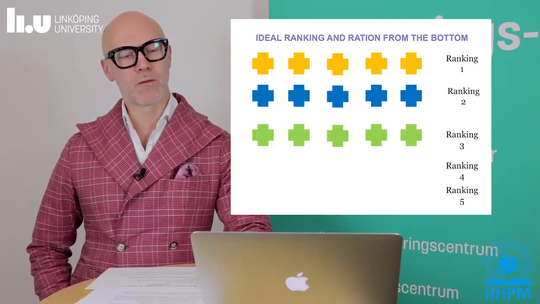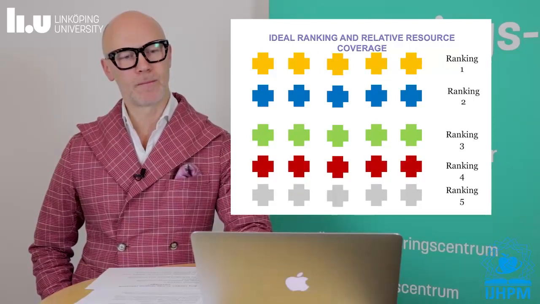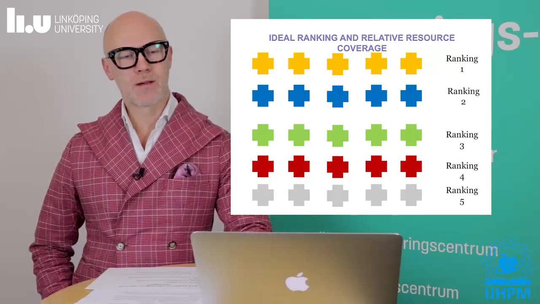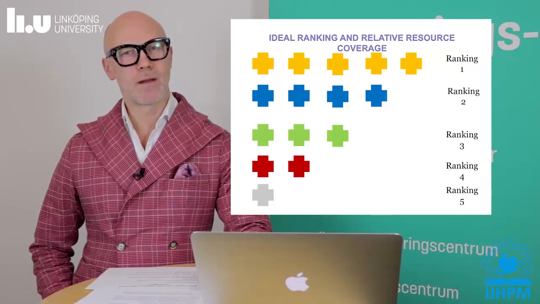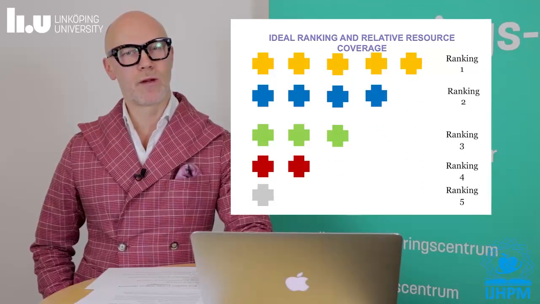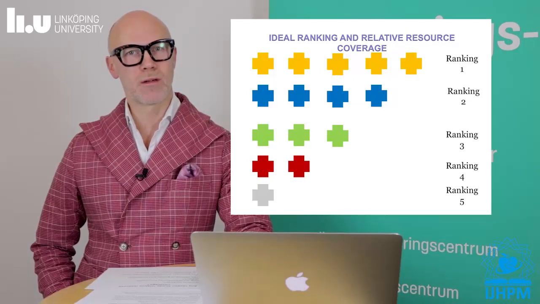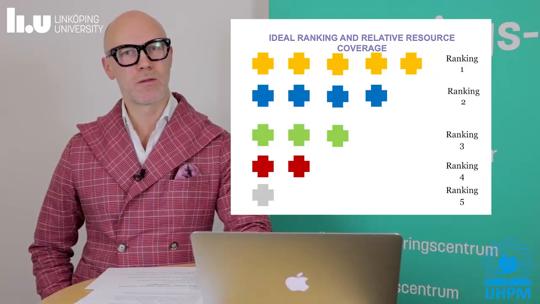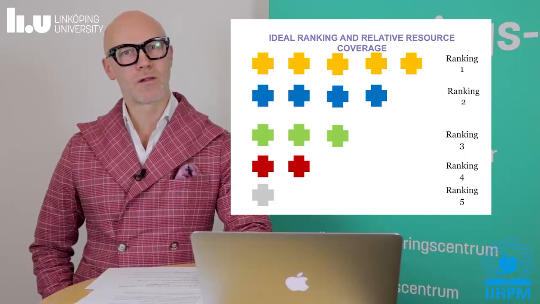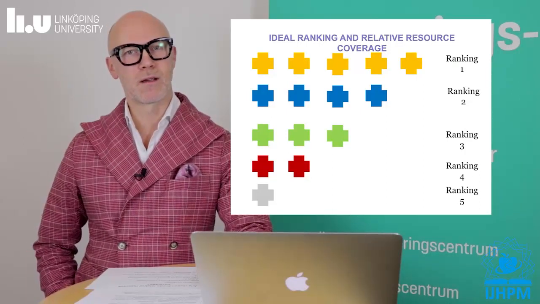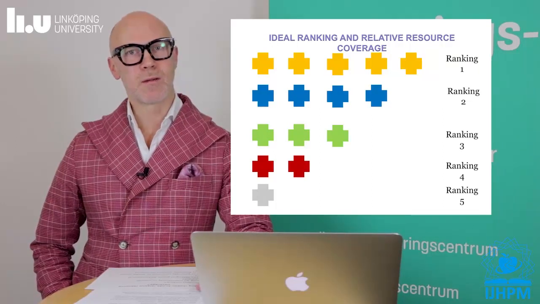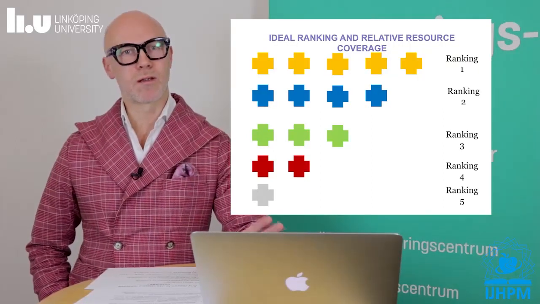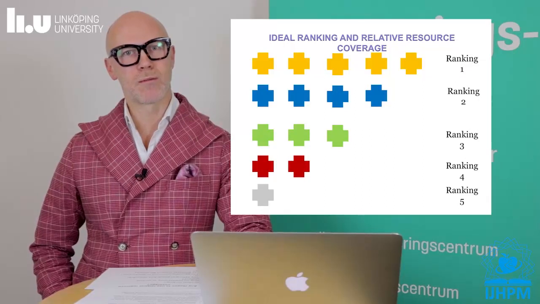But what if you use relative resource coverage instead? Then you get a situation like this, meaning that you remove interventions that are more ethically socially valuable and still leaving interventions that are less ethically and socially valuable, which is not in line with the background values. So it seems like if you have an ideal ranking, it supports ration from the bottom.